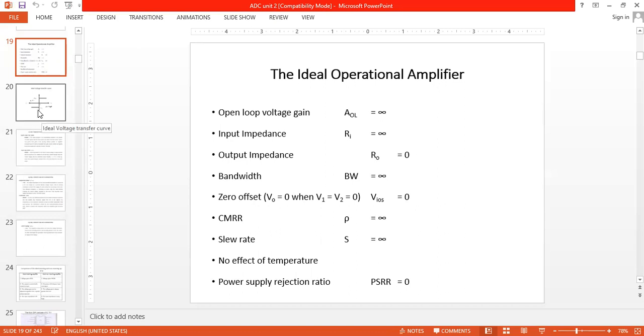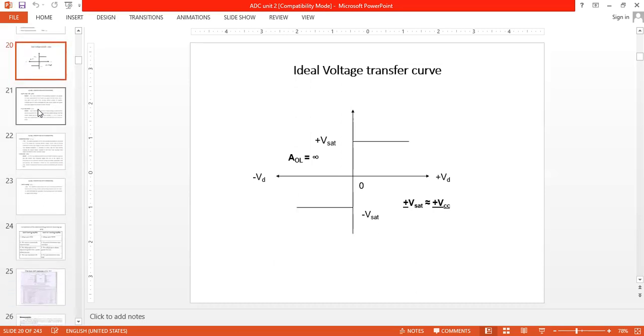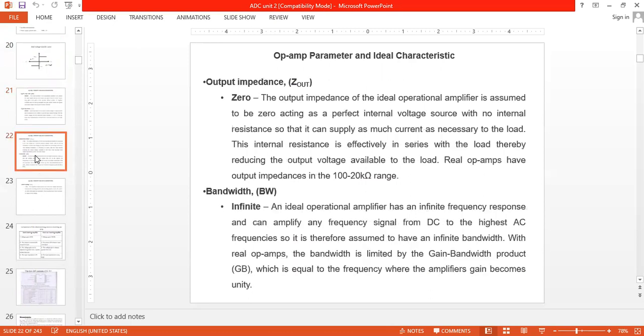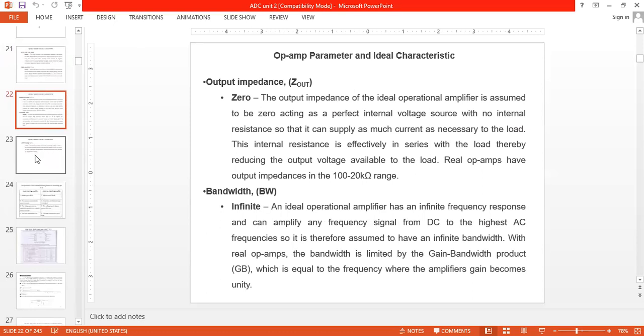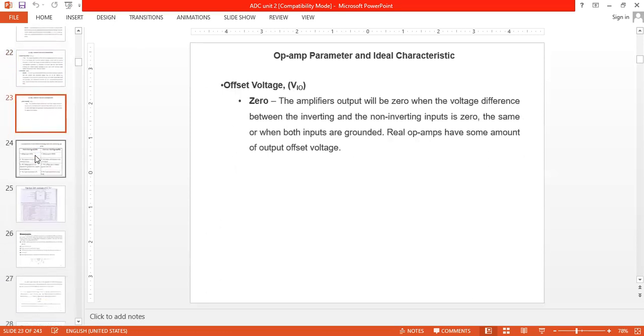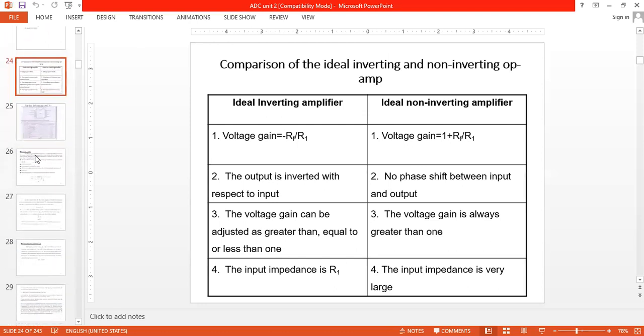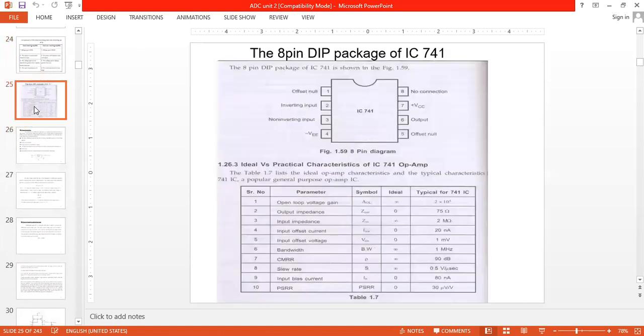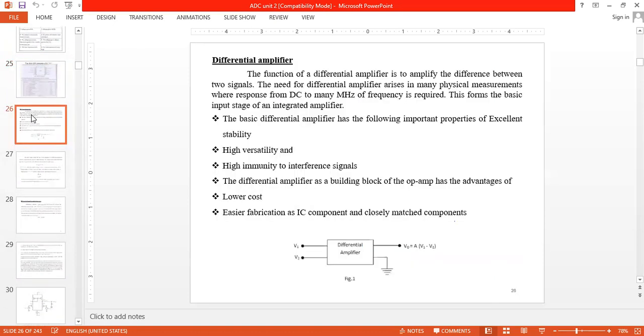It has some inputs and outputs. So this is the ideal transfer curve. These are the ideal parameters, that is open loop gain. The main function of the operational amplifier is to amplify the input signal, and the more open loop gain it has, the better. Then input impedance, output impedance, bandwidth, and offset voltage. So this is the difference between the ideal inverting amplifier and the ideal non-inverting amplifier. These are the basic models.